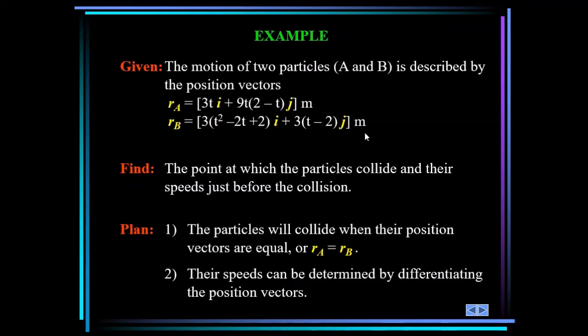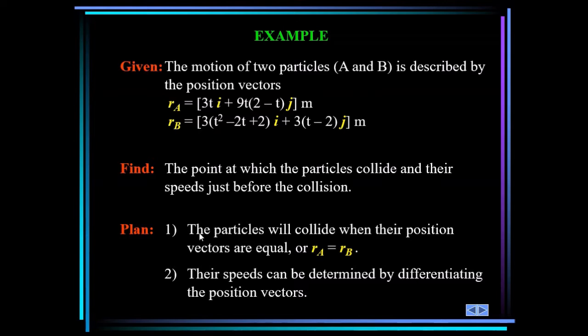What are they asking us to solve for? They want us to find the point at which the particles collide and their speeds just before the collision. So two different things that we're going to solve for on this problem. One is a position where the particles intersect, and the second thing is their speeds just before that intersection occurs.